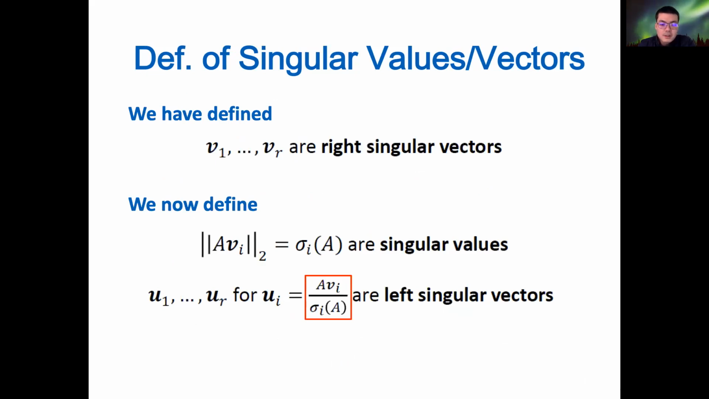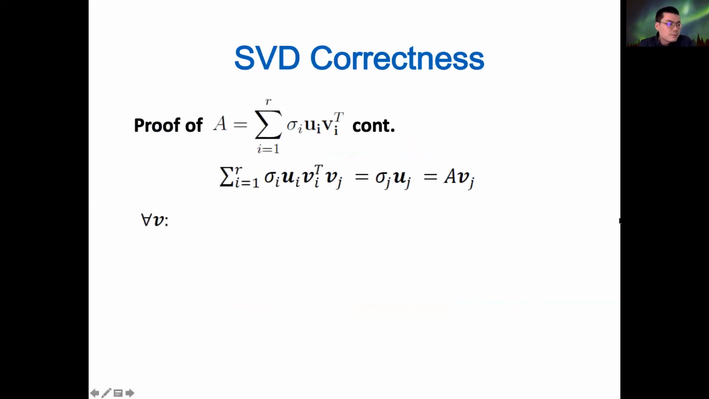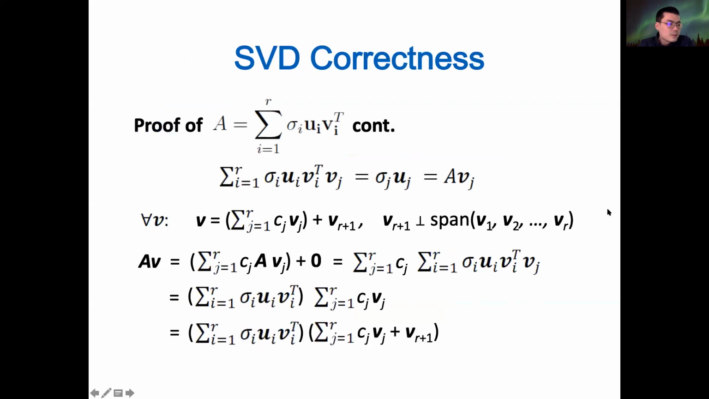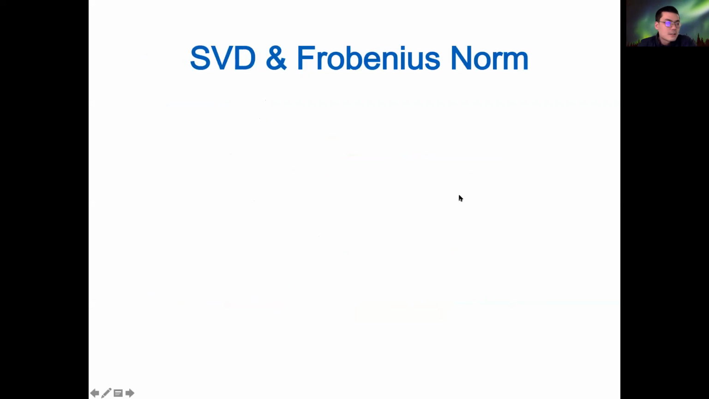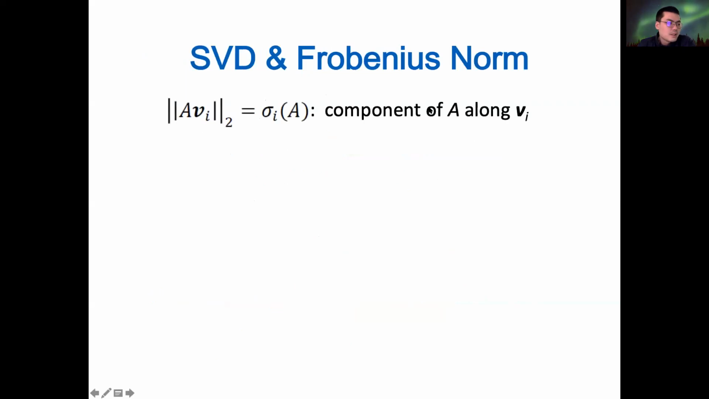And for the next few slides, we are trying to prove these things, okay? And really convince you that SVD, the shape is like this, and it has so many elegant properties. So this is the correctness proof that we saw before the break. And next, let's take a look at the relationship between SVD and the Frobenius norm.